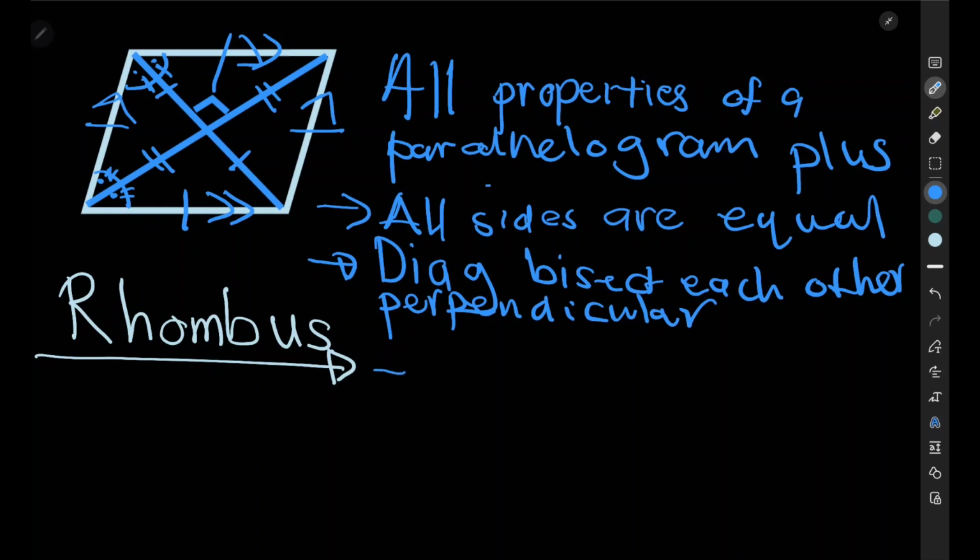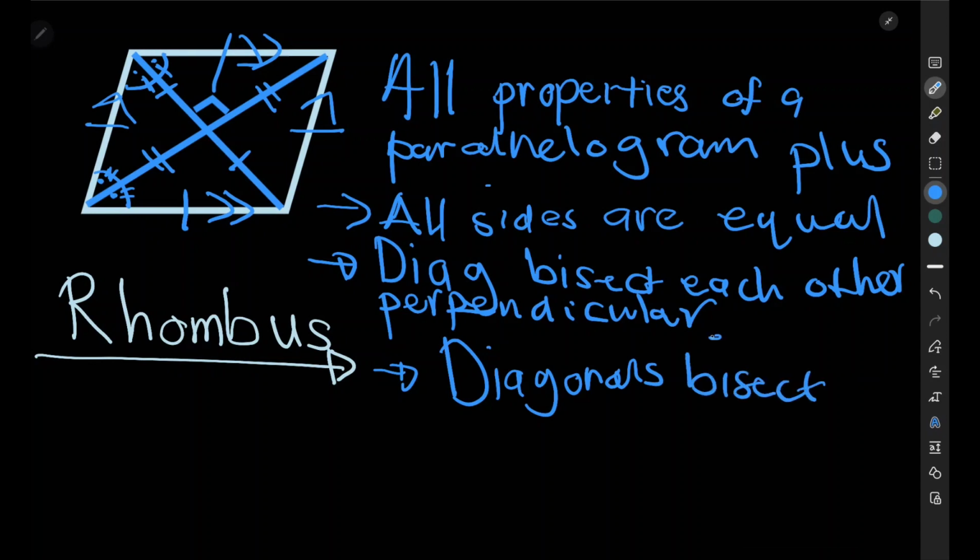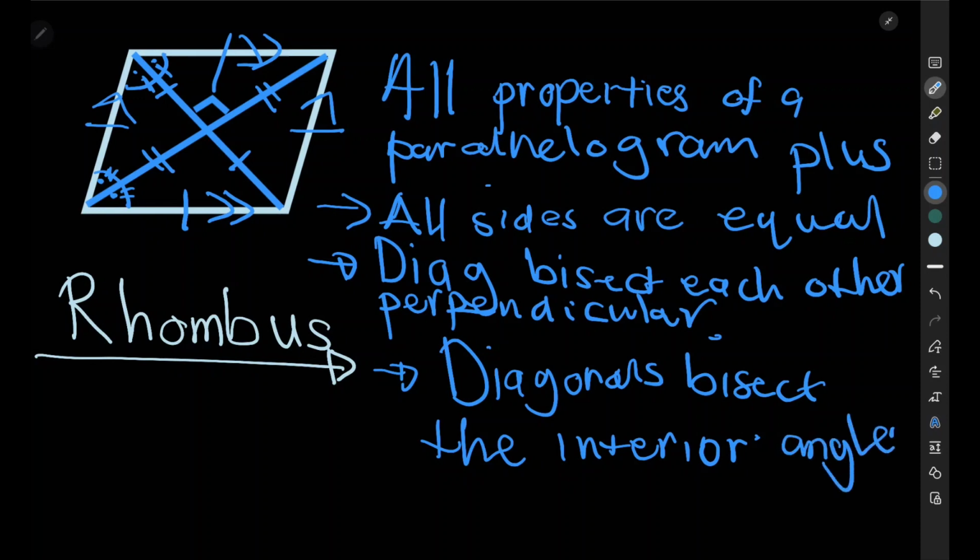And last but not least, one thing that we know is that the diagonals bisect the interior angles, or the corner angles, whatever you wish to call them. It bisects the interior angles. So meaning it cuts the angles into two equal parts or two equal angles. So those are all the properties of a rhombus. It has all the properties of a parallelogram.